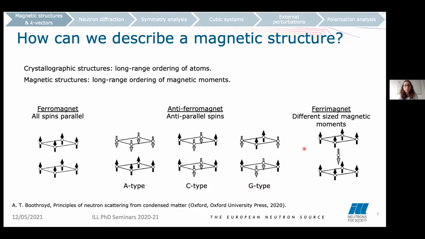We can go a bit further and look at ferrimagnets. And in this case, the two different types of magnetic atoms have different sized moments. And so you'll have a net magnetic moment in this type of material.